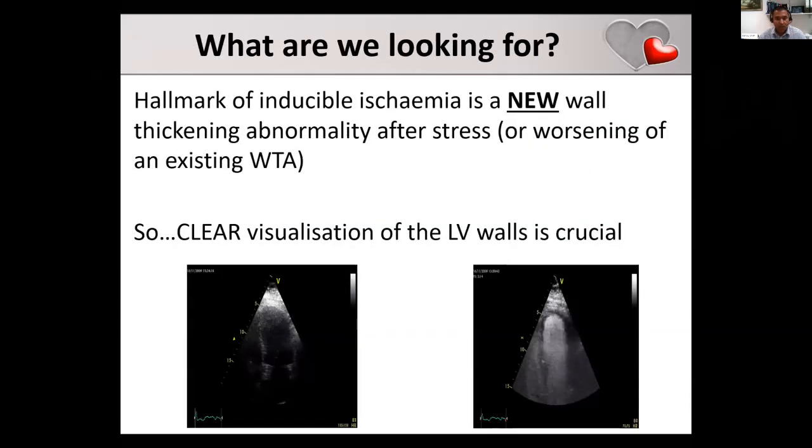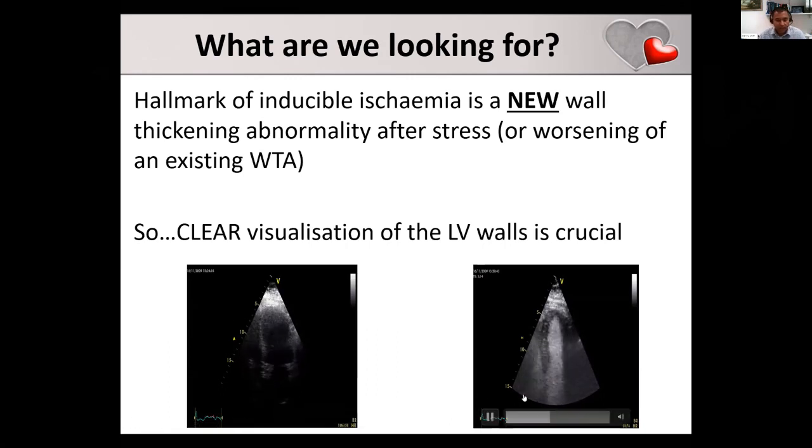So in stress echo, the hallmark of myocardial ischemia is a new wall or a worsening of a wall thickening or wall motion abnormality at stress, which was either not there or was less marked at rest. So if you're going to do that, it's obviously quite clear you need to be able to see the walls of the left ventricle clearly.